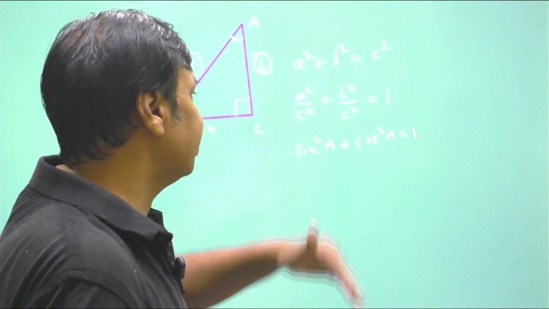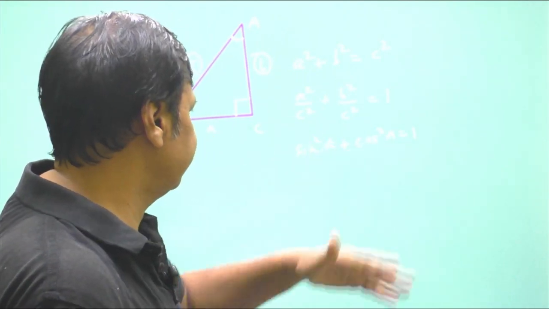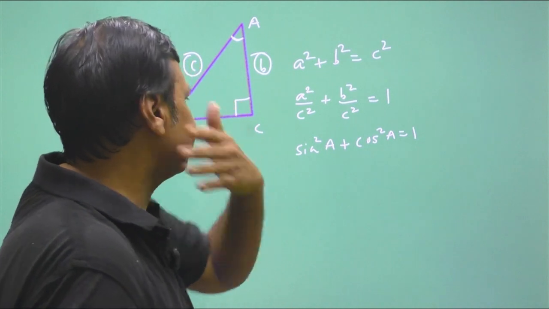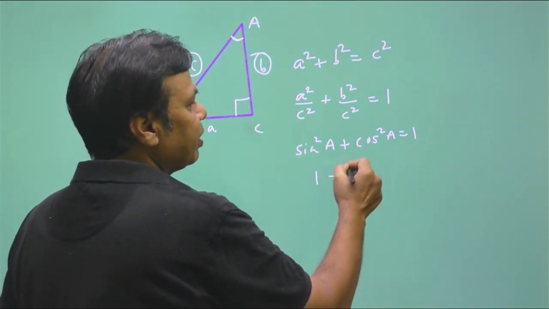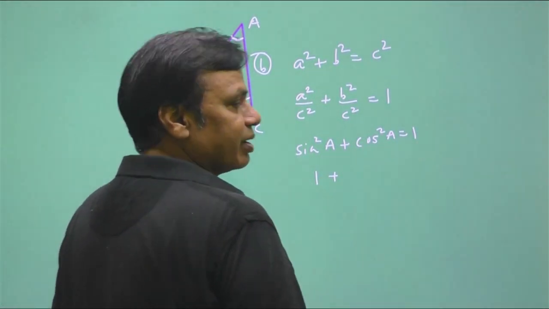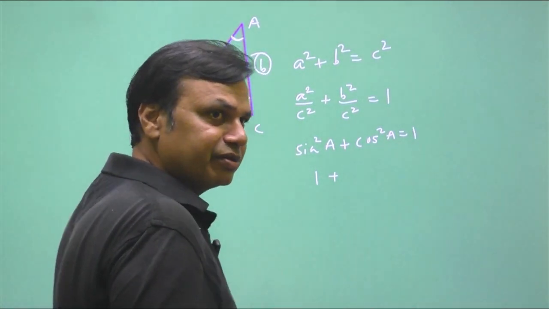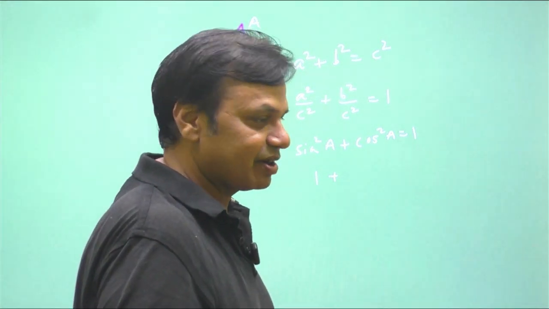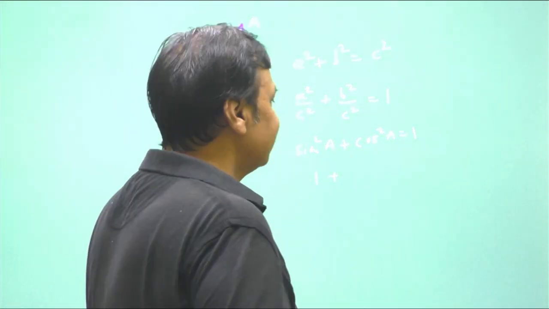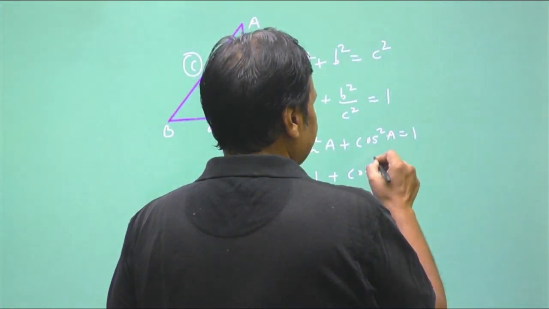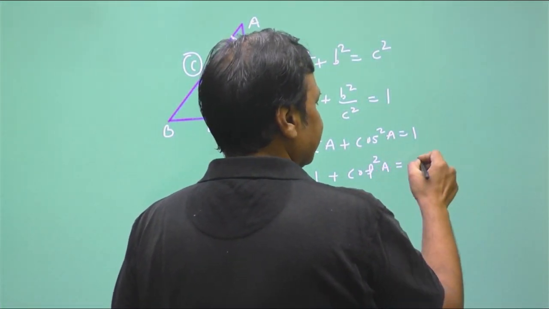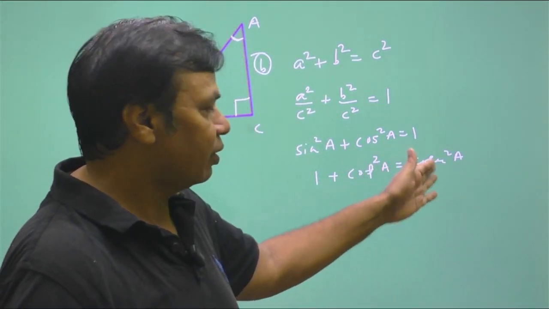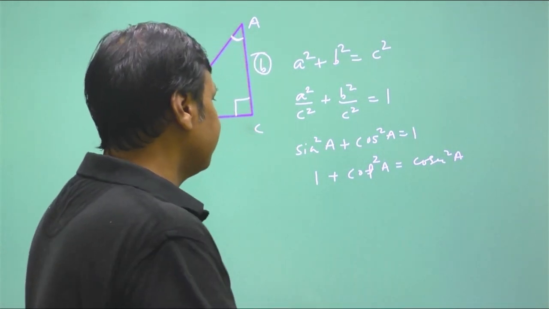You can divide both sides by sine square. If you divide this formula by sine square, then you can write here 1 plus cos square A by sine square A. Cos by sine is cot; sine A by cos A is tan A, so cos A by sine A will obviously be cot A. So you can write 1 plus cot square A equals cosec square A, since 1 by sine square A is cosec square A. So there is one more formula for you.